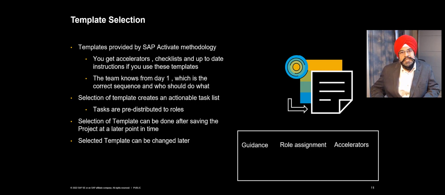As soon as a template is selected, a task list is created, and each task has procedures, instructions on how to perform certain things, and a lot of accelerators, which are additional assets such as checklists or questionnaires that help you in your project. Also, these instructions are already sequenced and come pre-distributed to roles, so that saves tons of overhead for the project teams.